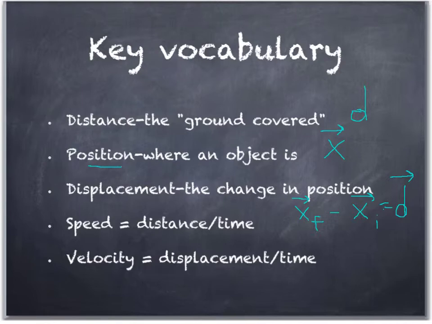Speed is distance divided by time. Speed is v, so that's d over t. Velocity is v with an arrow over it, again to indicate it has a direction, and that's displacement over time. So displacement over time.